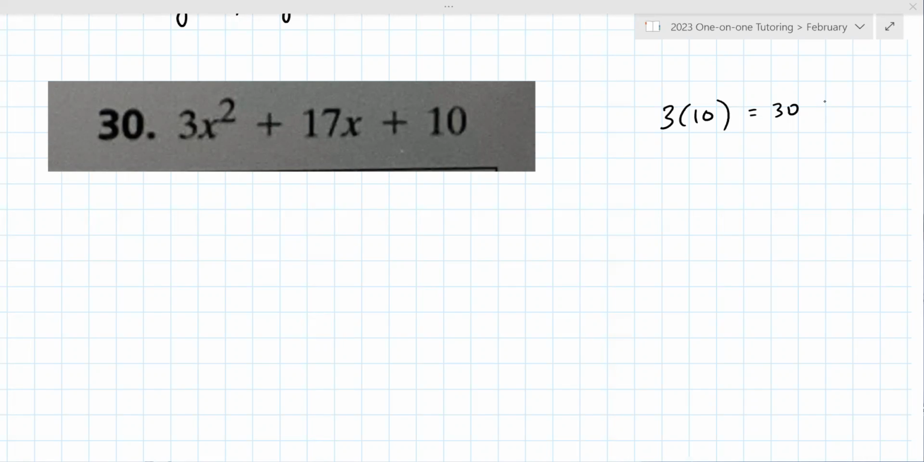Okay, I got x plus 5 in parentheses and 3x plus 2. Okay, that sounds correct.